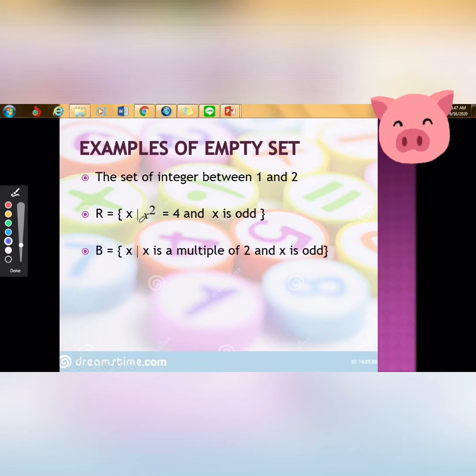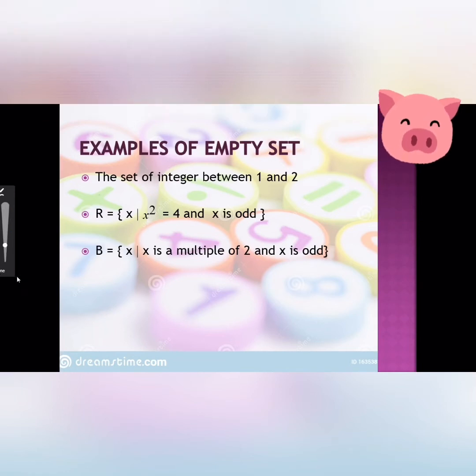Now in this particular example, the value of x is an odd number. When you square it, you should have 4. However, there is no odd number that, when squared, comes up with 4. The only number that squared equals 4 is 2. 2 to the power of 2 is 4, and 2 is not an odd number, it's an even number. So it's an example of an empty set.